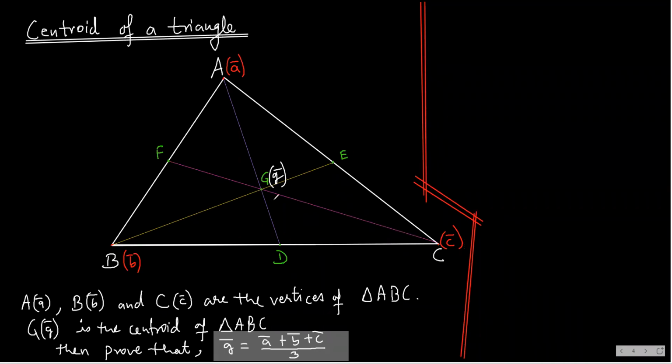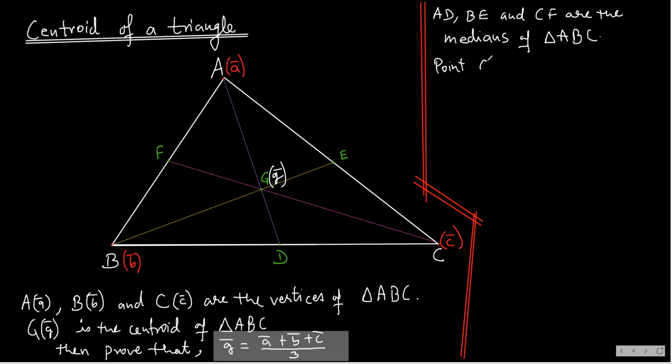Now, as you know by geometry, D is the midpoint of segment BC. I write here, since D is the midpoint, AD, BE, and CF are the medians of triangle ABC. Point G is the point of intersection of these medians.